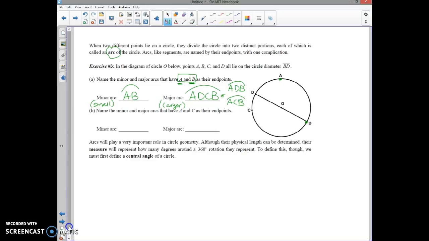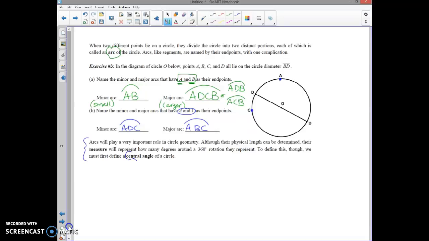So along the same lines, if you have to use endpoints A and C, A is here and C is here. Minor arc will be ADC, that tells you the direction to go in, whereas major arc will be ABC, because that's larger. You have to make sure to go in the correct general direction. I believe the next slide also has this paragraph right here.